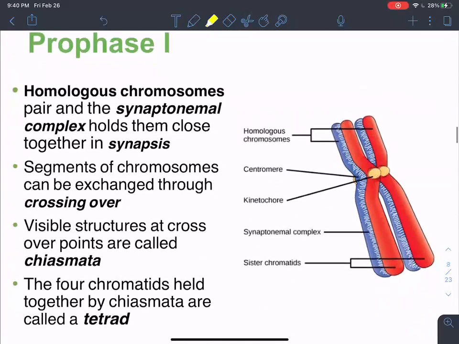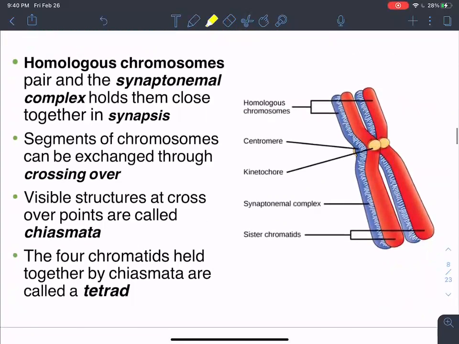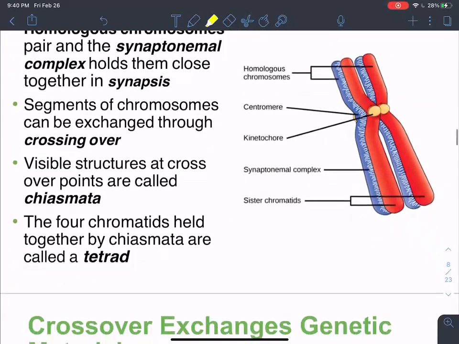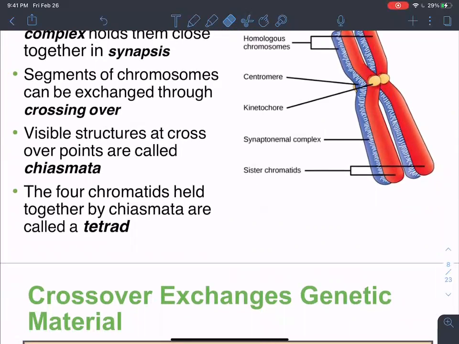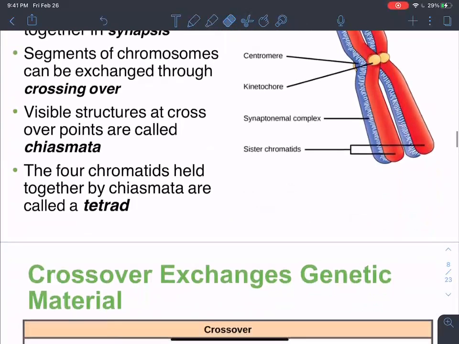And then you go into prophase one, and these homologous chromosomes pair at the synaptonemal complex, which holds them close together in synapsis. So segments of these chromosomes can then be exchanged through crossing over, and this helps increase diversity. It's in this crossing over event where you have different DNA regions transferring from one homologous chromosome to the other. And then you're going to have these visible structures at the crossover points called chiasmata, and the four chromatids held together by these chiasmata are called the tetrad.